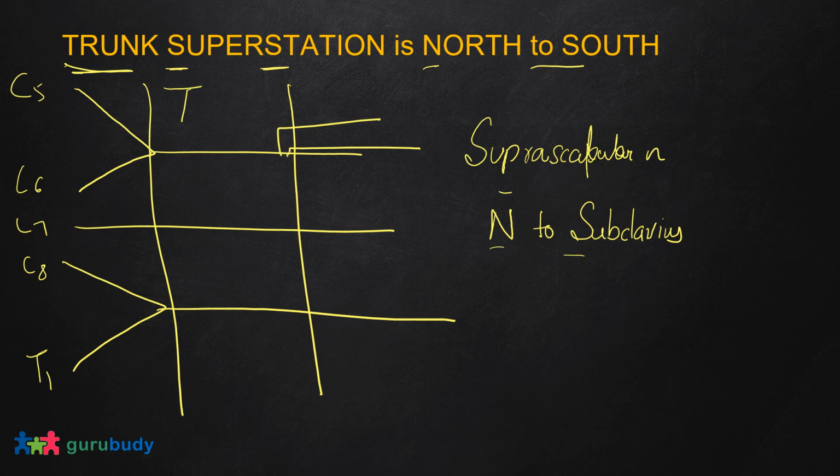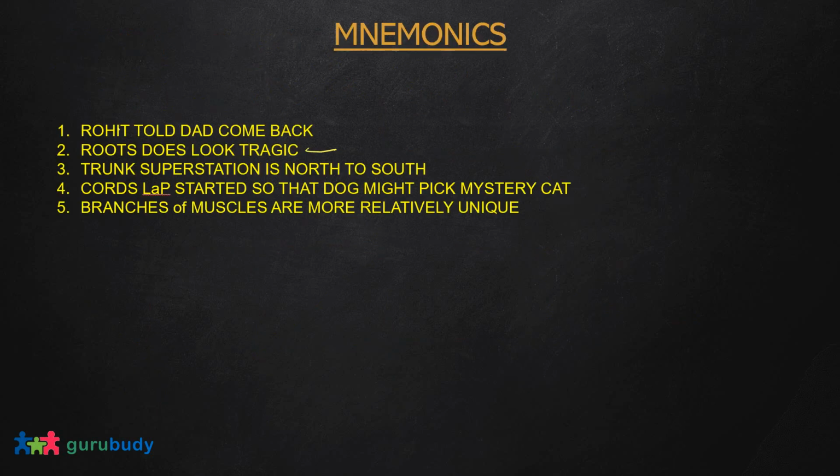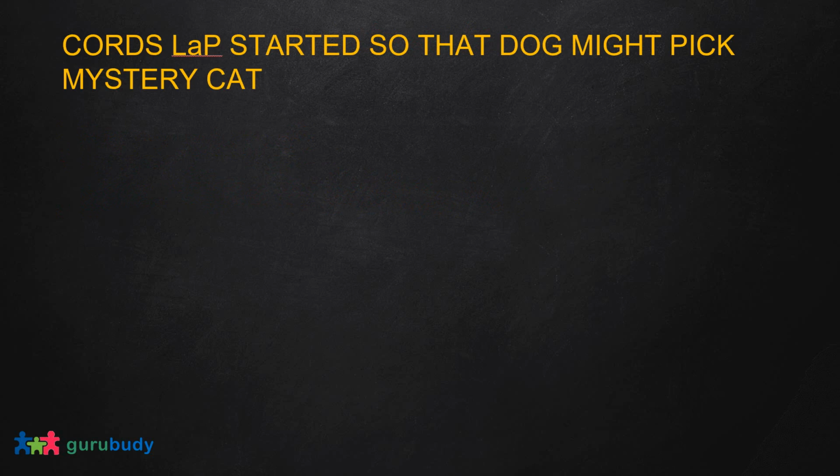Then comes the third part, that is D as in division. The division doesn't actually have anything, and you should just remember how to divide. And then come the chords. For the chords, the mnemonic is "Chords lab started so that dog might pick mystery cat". So let's begin with the chords.